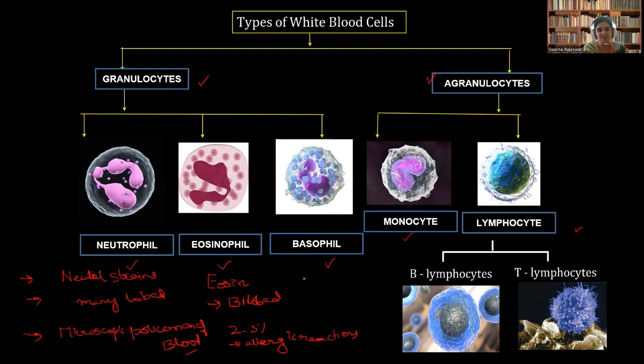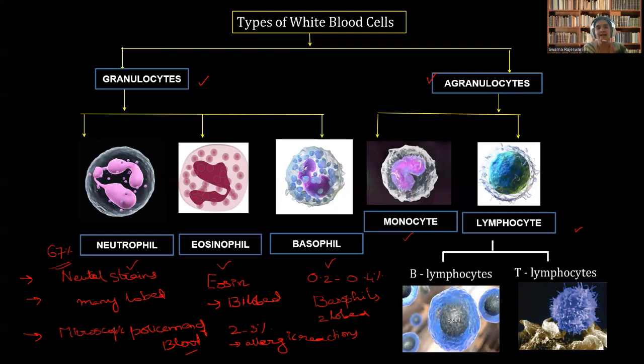So coming to the basophils, they form about 0.2 to 0.4% of the total WBC, and they take the basic dyes, so we call them basophils. When we see the lobes, they are also two lobed in number. So this is about neutrophil, eosinophil, and basophil. And the neutrophil forms about 67% of the total WBC. So these are the granulocytes.